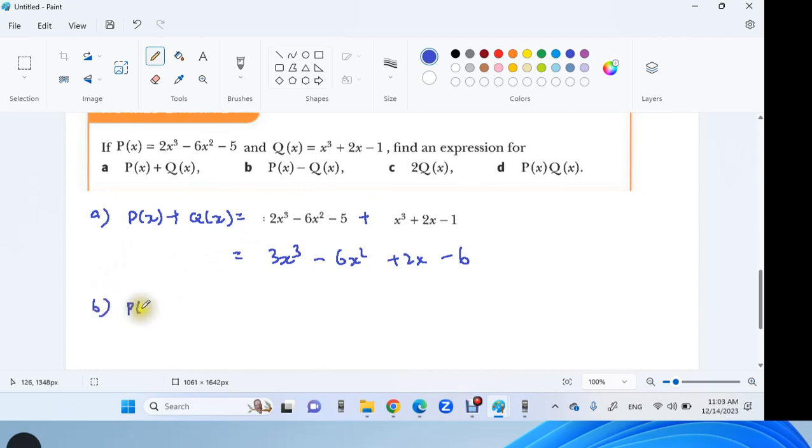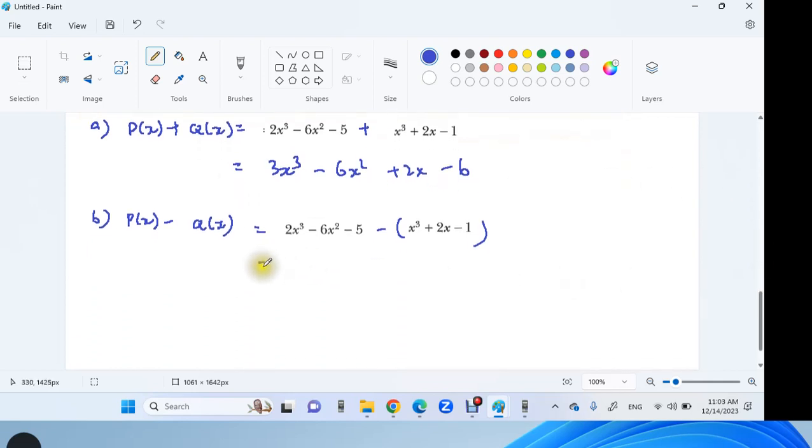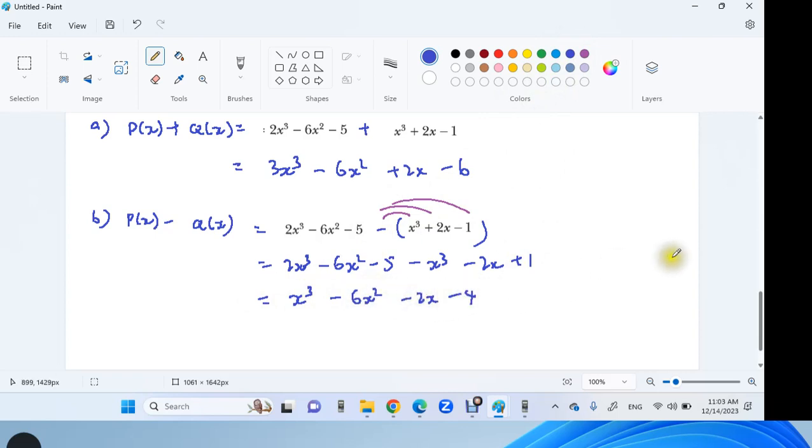And then we have p(x) minus q(x). So what we have is this one, then we have the minus here. So we have 2x cubed minus 6x squared minus 5 minus (x cubed plus 2x minus 1). So we have the negative, we multiply in. So we have x cubed minus 6x squared minus 2x minus 4.